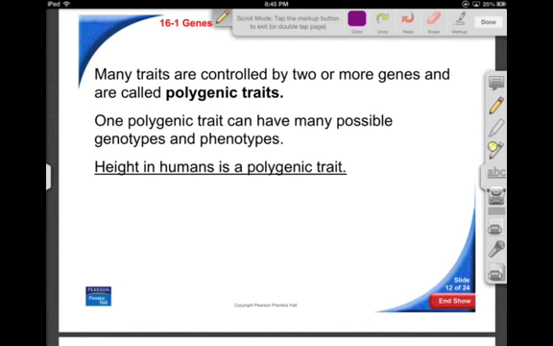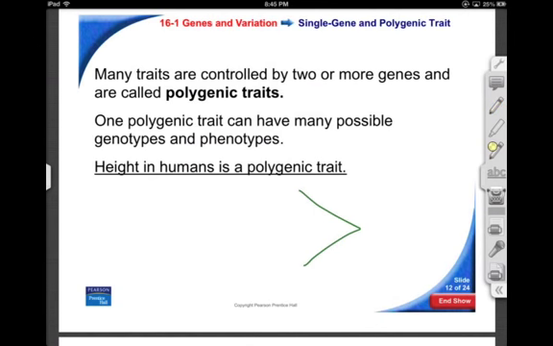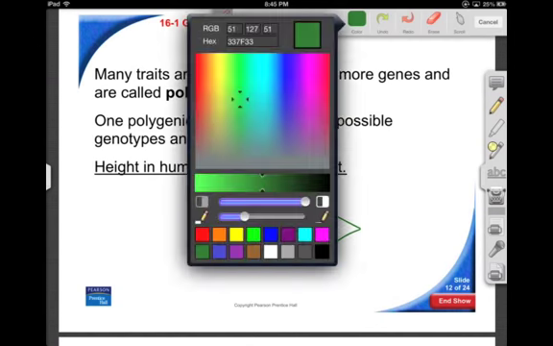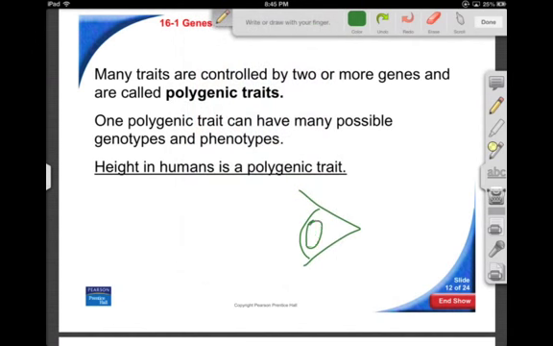As we say, many traits are controlled by multiple genes. So my wonderful green eyes, geez, thanks, Mom. Here's my best drawing of an eye. My lovely green eye color is a result of my iris expressing green color, and that's got a lot of inputs. Okay, it's a polygenic trait, no doubt about it.